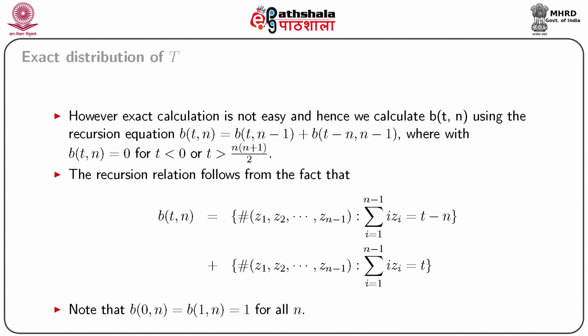Note that B0n equal to 1 for every n exceeding 1, as we have only one possibility, that is Zi equal to 0 for every i. Again, B1n equal to 1 for every n, as the single possibility is Z1 equal to 1 and Zi equal to 0 for i greater than or equal to 2.